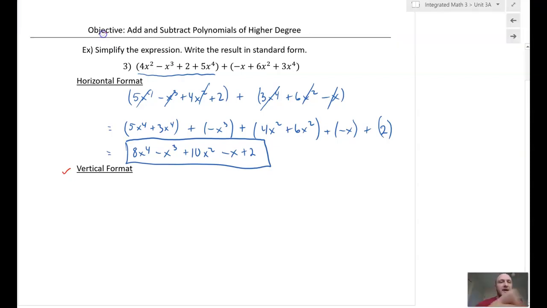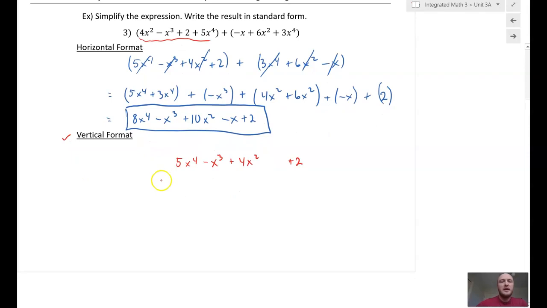All right, now I'm going to show you the vertical format, which is the format that I like better. The reason I like it better is I think it saves time, at least the way that I apply it. So again, I take my first polynomial and write it in standard form. So I have 5x to the fourth minus x cubed plus 4x squared. And I'm going to leave a space because I don't have an x to the first term, plus 2.